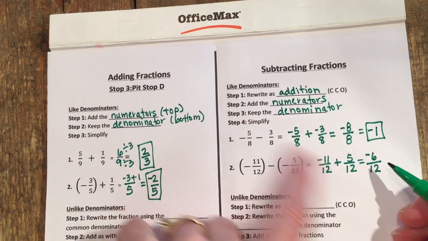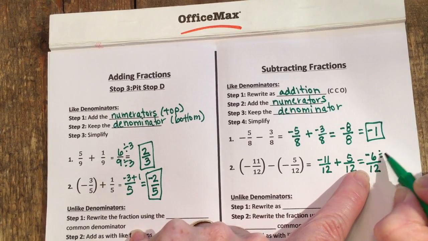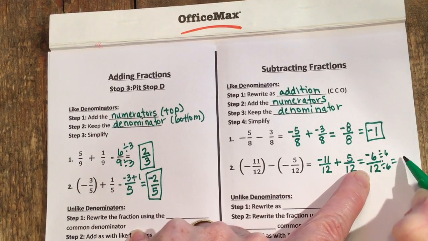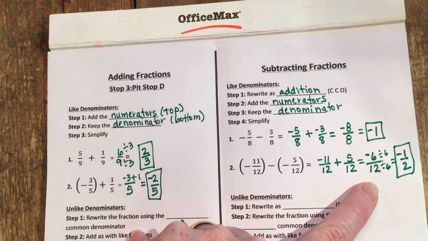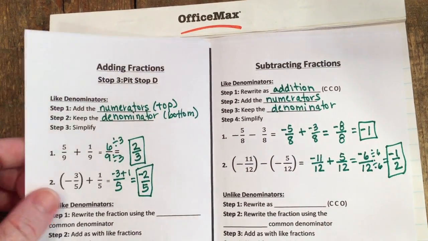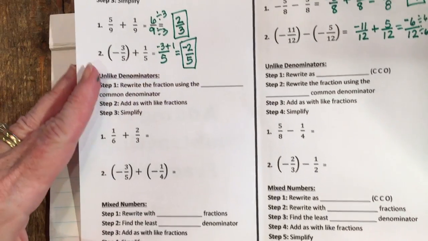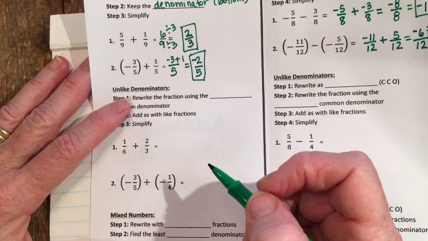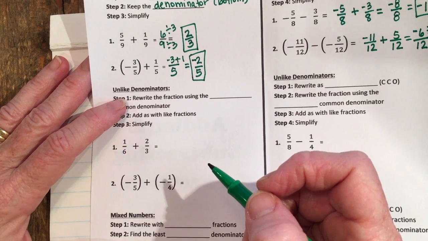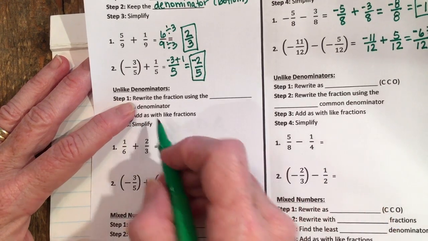I want to make sure I'm simplifying. So these are both divisible by 6. This becomes negative 1 over 2, or negative 1/2. Okay? All right. Let's look at the second type of problem, and that's when you don't have like denominators or a common denominator. So again, that's going to require an extra step.